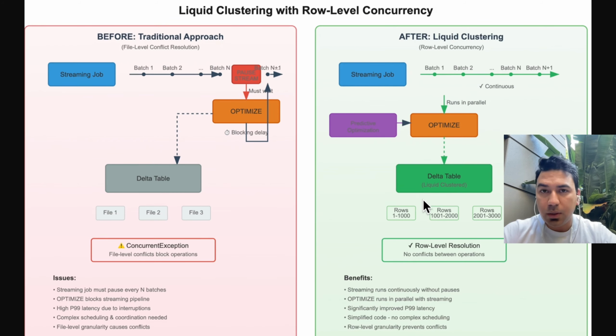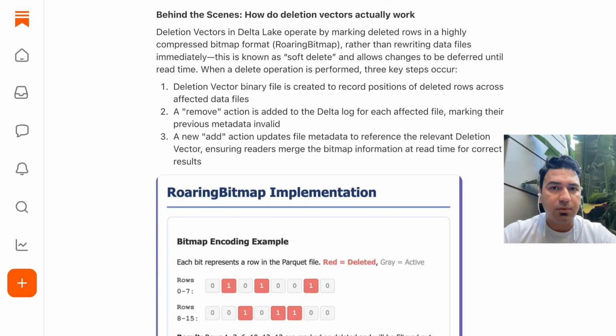Okay. Now, how does this get achieved? So let's get into that. We'll have to cover two concepts here. One is deletion vectors, and the other concept is row level concurrency. And once we combine both of them together, you will see the benefit here. Okay. So the first concept we're going to talk about is deletion vectors.